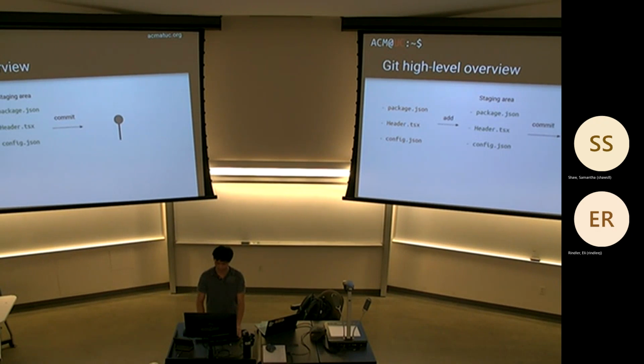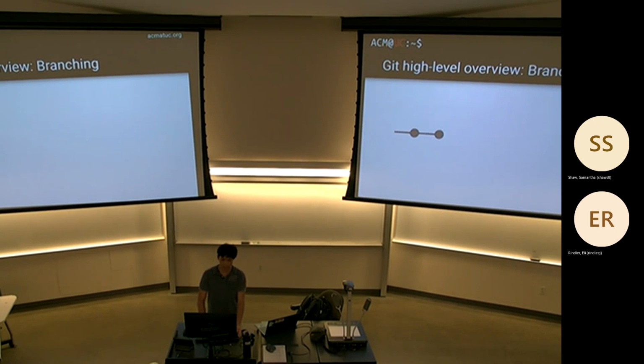Git history. And later on, if you change more files, you can go through the same process of adding your files into the staging area and committing, and it creates another node in history. That's the basic Git.